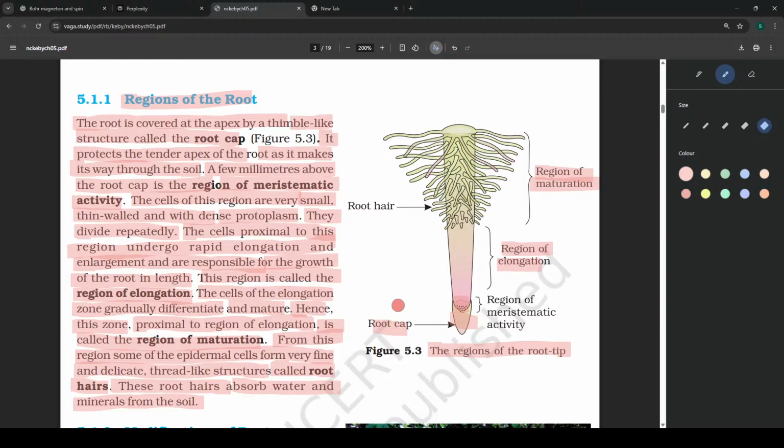From this region of maturation, some root-like structures arise. These are very fine structures and they are called root hairs. The function of these root hairs is to absorb water and minerals from the soil. That is about the regions of the root.